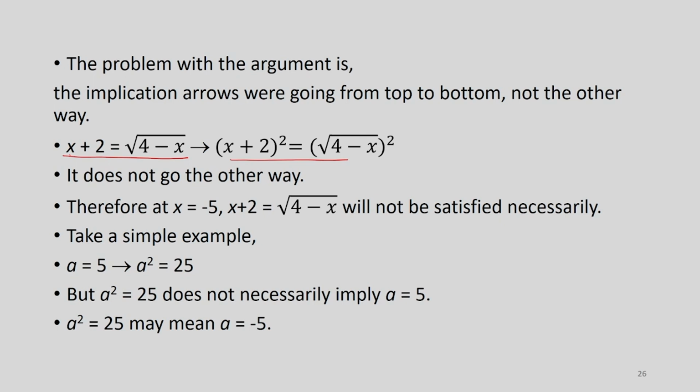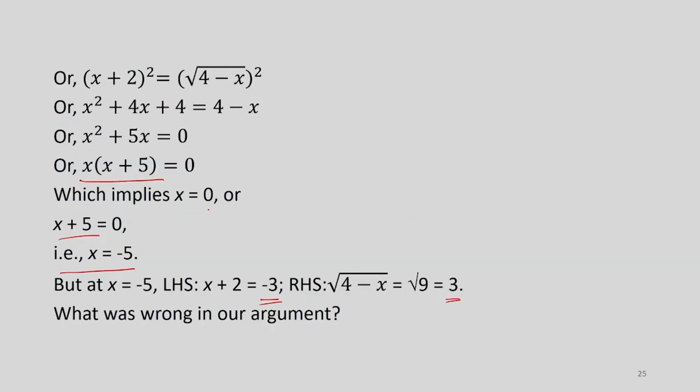So, that was the problem, whereas our argument was that if the right hand side is satisfied, then the left hand side will also be satisfied, which is not correct. Therefore, at x is equal to minus 5, that is the final solution that we got, the left hand side will not be satisfied necessarily, right. For some values of x it will be satisfied, but not for all values of x. Actually there were two x's, right, one was 0, the other was minus 5.